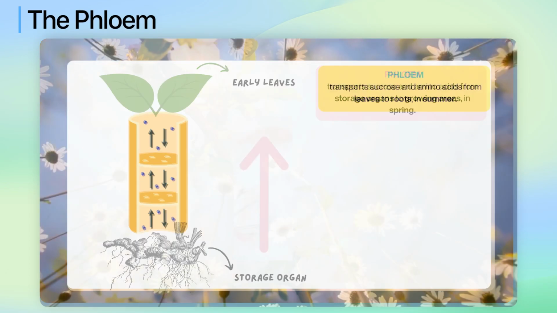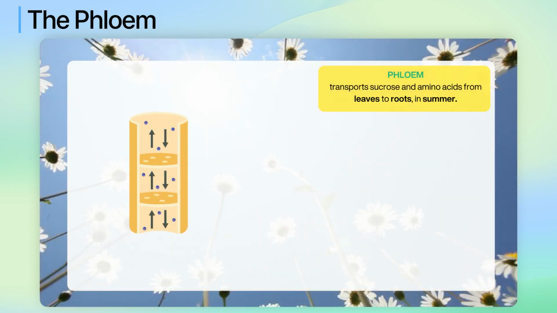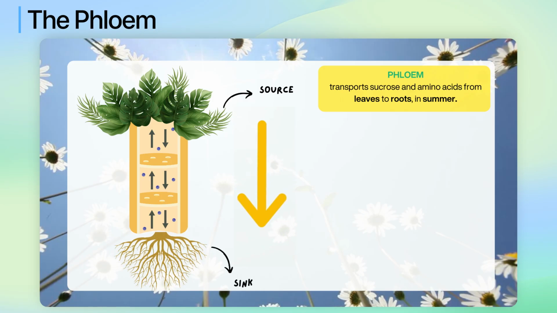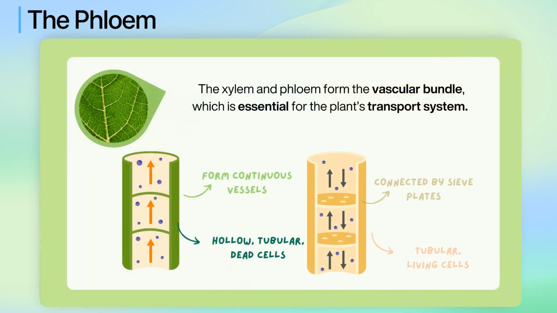After growth, in the summer period, the leaves become the source, producing and storing large amounts of different types of sugar. These sugars are then transported to roots for storage. Together, the xylem and phloem form the vascular bundle. The vascular bundle is essential for the plant's transport system.